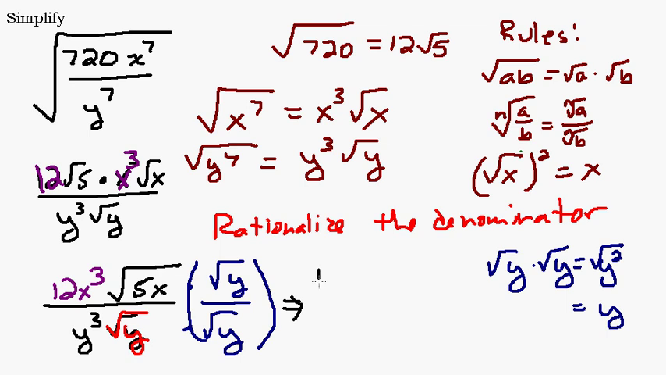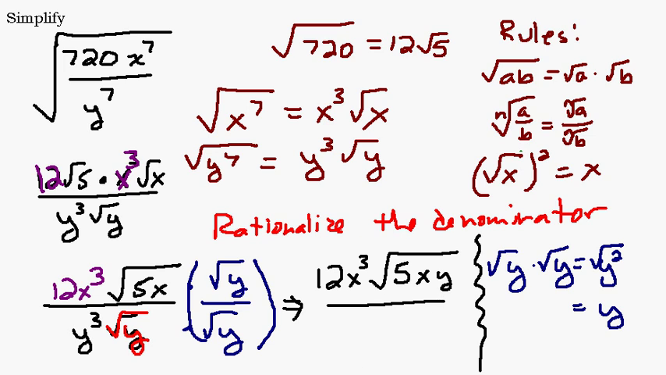On the top then, I still have 12x to the 3rd on the outside of the radical. And inside the radical now, I've got 5x and a y, so I can put that all together, 5xy. On the bottom, I have a y to the third, and I have a square root of y times the square root of y, which we did over here. Square root of y times square root of y would be the square root of y squared, which is just y. So these two square roots went together to just make a y without a square root.